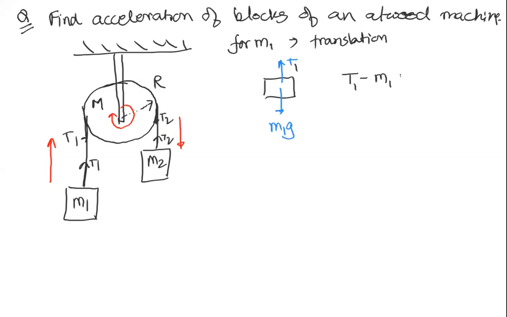T1 minus M1g is equal to M1a. Please also notice that acceleration will be same. a will be same.